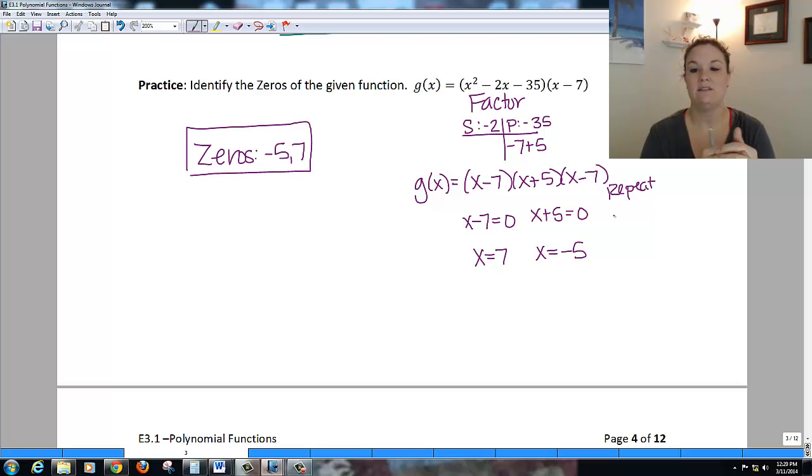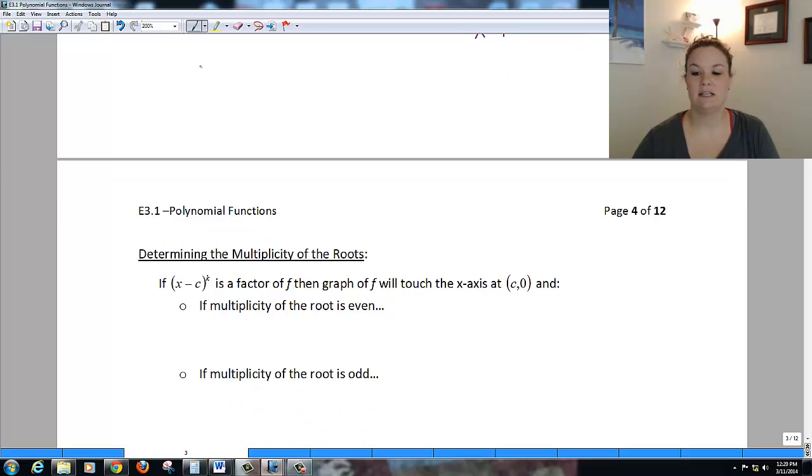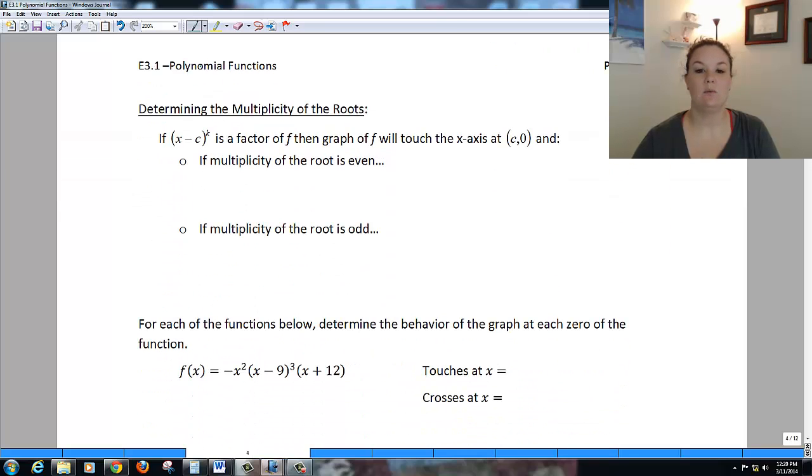Okay, and instead of calling it repeats, we call it multiplicity. So multiplicity is what we're going to go over on the next page. We're still needing to find the zeros, but now we want to know how many copies of each zero we have. Okay, determining the multiplicity of roots.